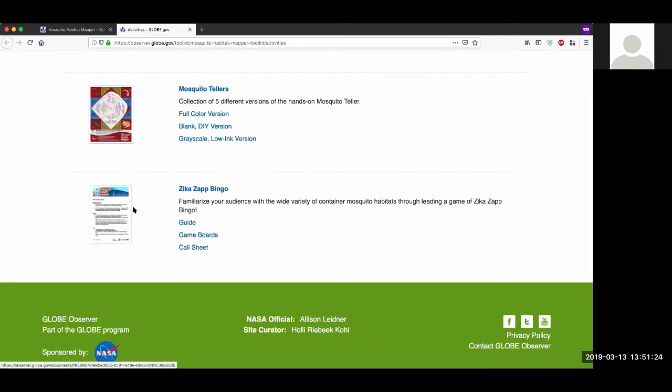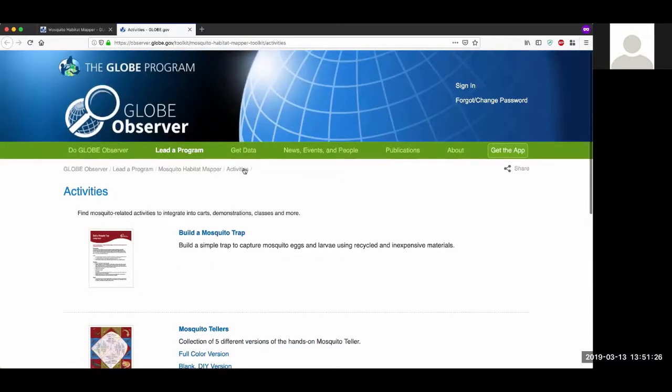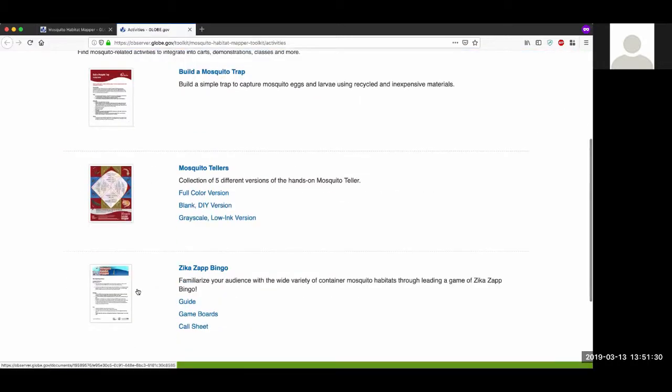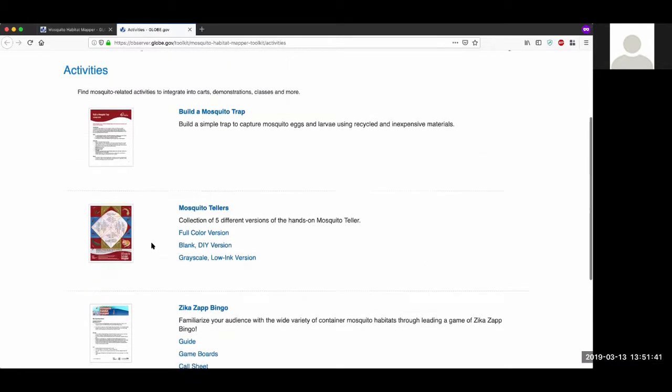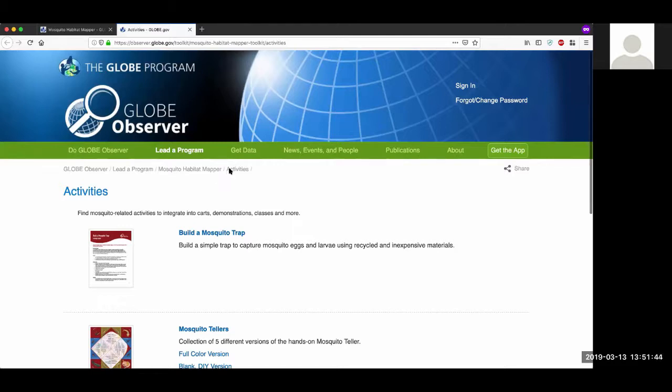And then we also have resources for a bingo game if you are just trying to familiarize everyone with the different habitats that these mosquitoes can live in. So it's not just standing water in an old tire. They can live in all sorts of unexpected places. So make sure you're sampling in all of those places.